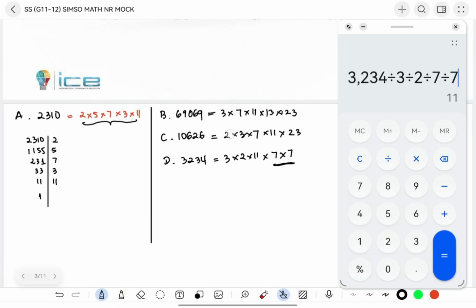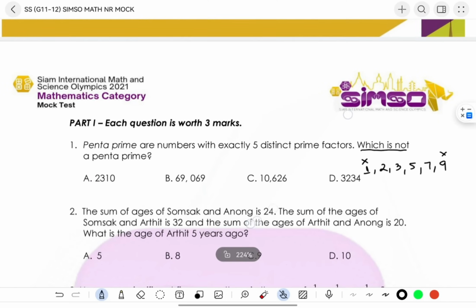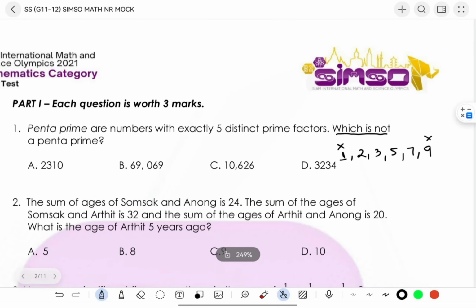So guys, remember that penta primes are the numbers with exactly 5 distinct prime factors, 5 distinct. So we have to find the numbers that are not duplicates.